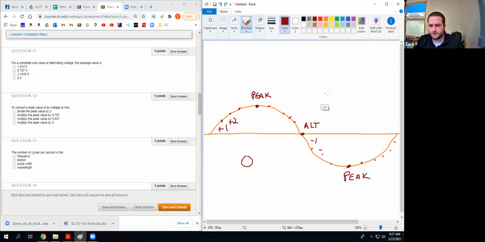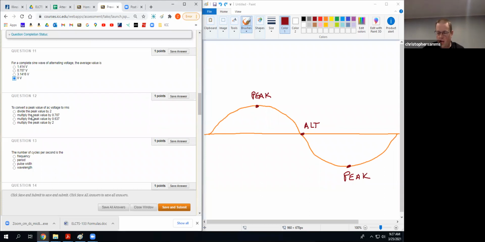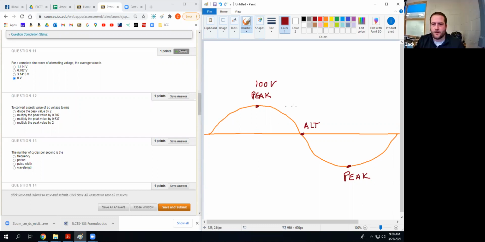Let's see where this goes. To convert a peak value of AC voltage to RMS. So if this peak was 100 volts, what would the RMS value be? Multiply by 0.707. It would be 100 times 0.707. Okay, so here's RMS.